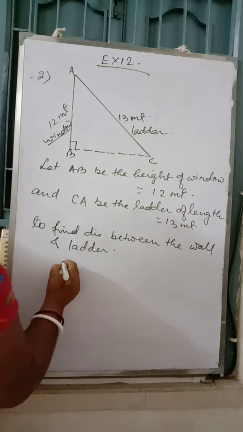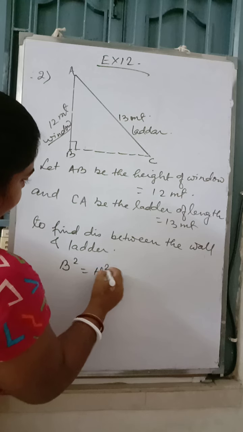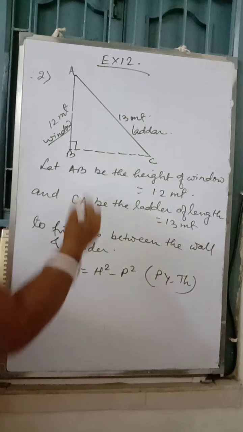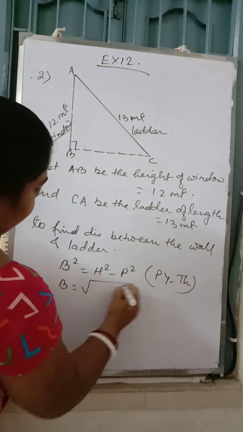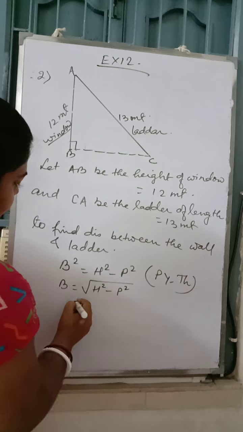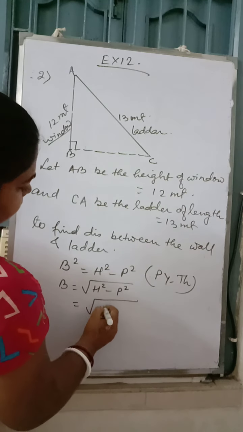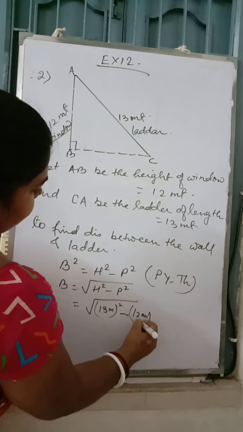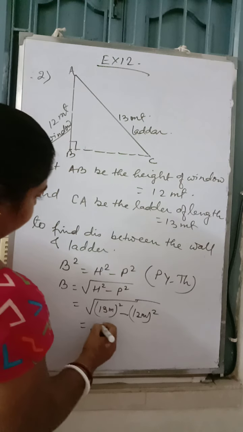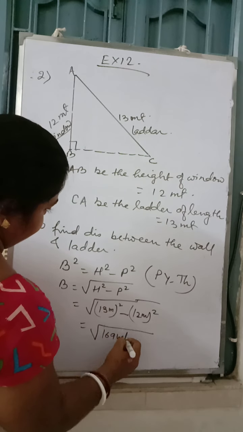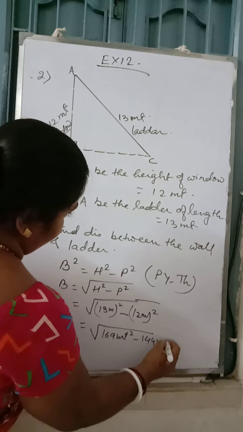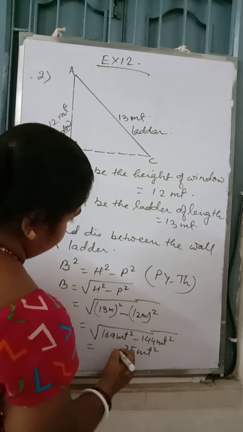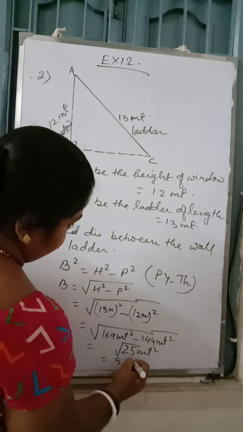What do we know? Base square is equal to hypotenuse square minus perpendicular square. Pythagoras theorem we know. Base we didn't have. So base is equal to under root hypotenuse square minus perpendicular square. Hypotenuse how much we have? 13 meter whole square minus 12 meter whole square. Or it gives you 169 meter square minus 144 meter square, or 25 meter square, or is equal to 5 meter.